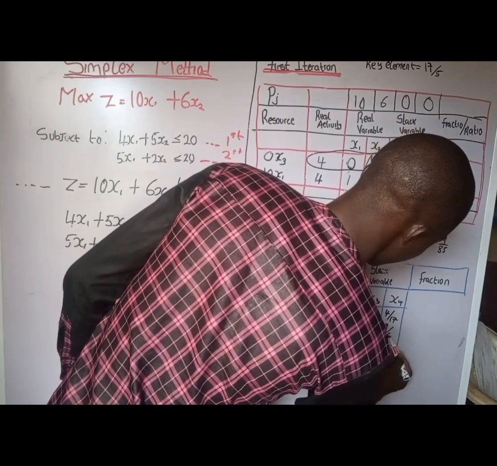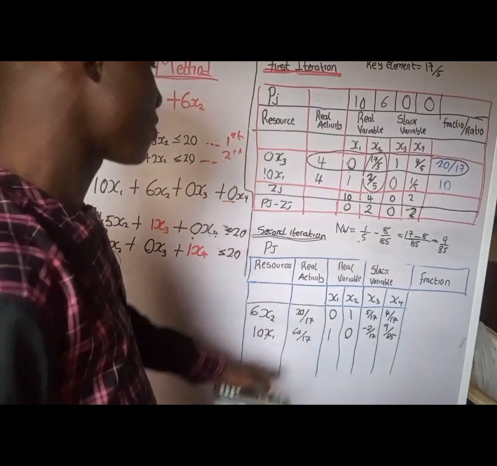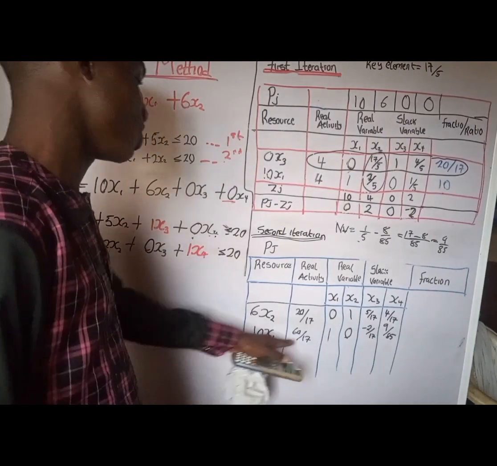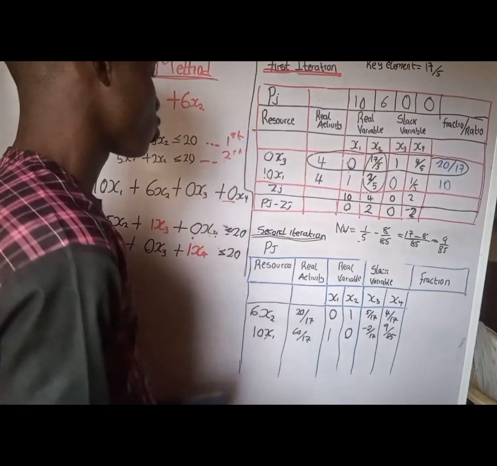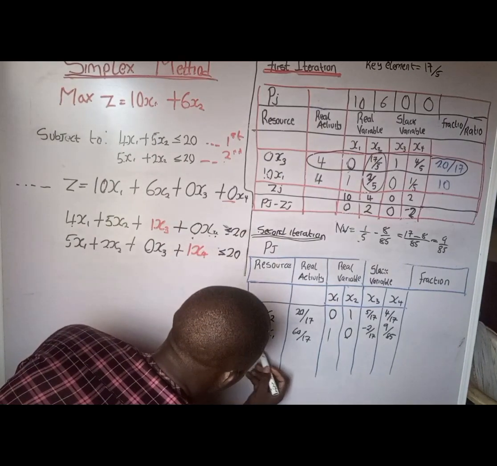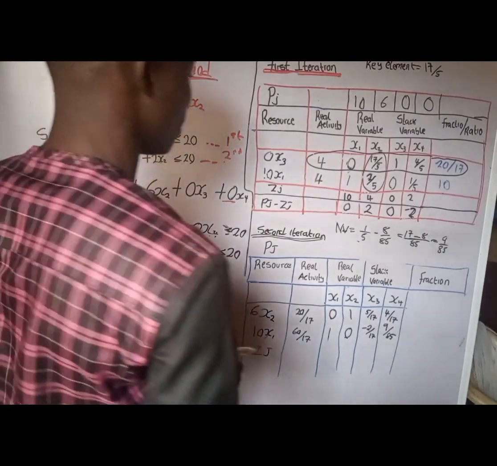So now I have gotten the new value of this row. Now the next thing to do is to construct the table of our zj. I'm going to be having the table of my zj.